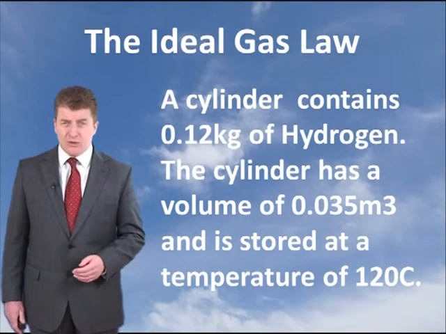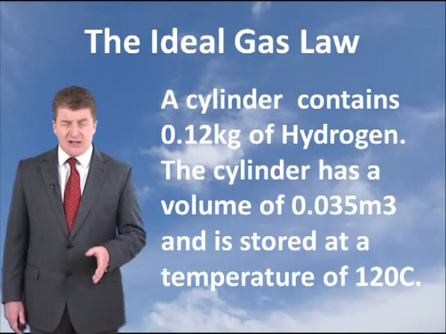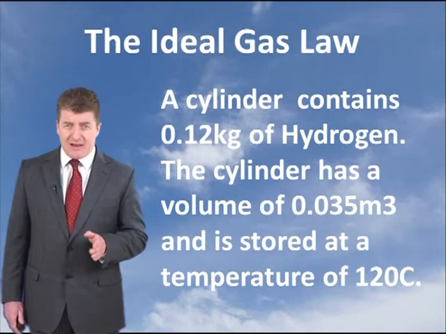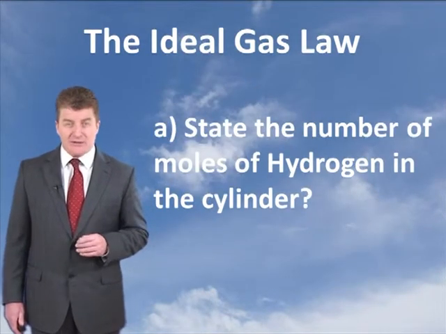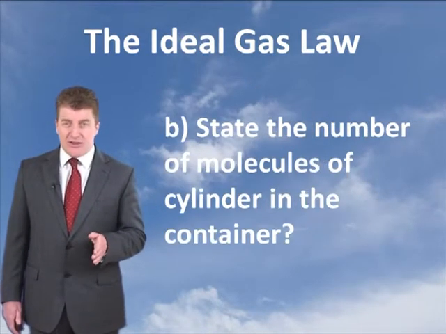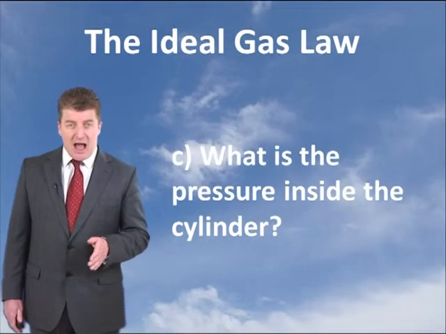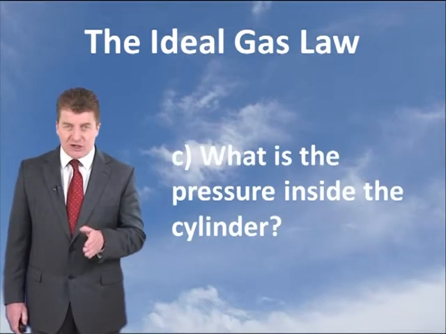Let's do another example. A cylinder contains 0.12 kilograms of hydrogen. The cylinder has a volume of 0.035 meters cubed and is stored at a temperature of 120 degrees C. First of all, state the number of moles of hydrogen in the cylinder. Then state the number of molecules in the cylinder. And also work out the pressure inside the cylinder. Let's go through this exercise.